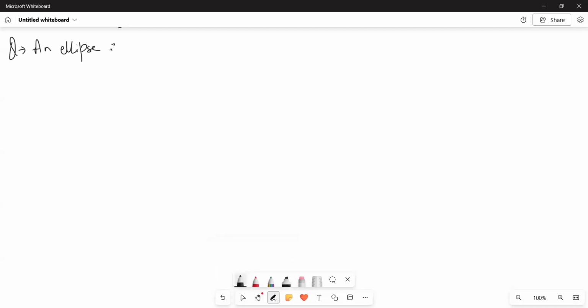An ellipse slides along the coordinate axis, then find the locus of its center.